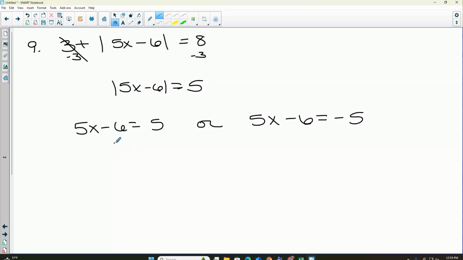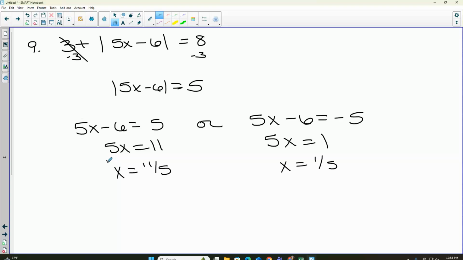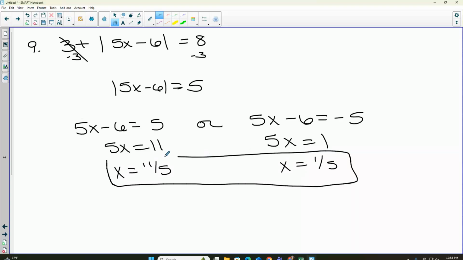If we solve those, we get 11/5 and 1/5. And like any equation, you can always check those by plugging them back into the original.